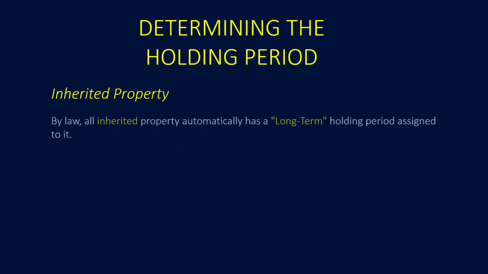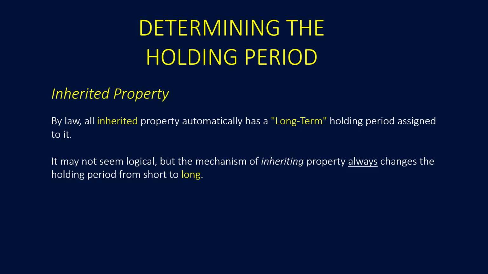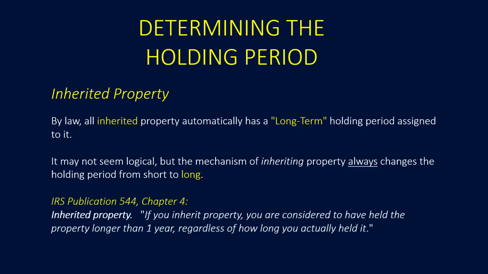For inherited property, by law, all inherited property automatically has a long-term holding period assigned to it. It may not seem logical, but the mechanism of inheriting property always changes the holding period from short to long. IRS Publication 544, Chapter 4 states, inherited property: If you inherit property, you're considered to have held the property longer than 1 year, regardless of how long you actually held it.